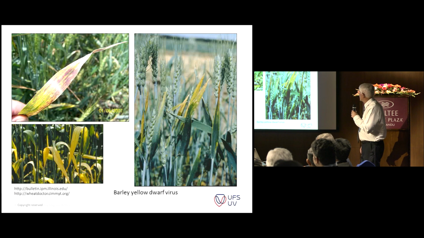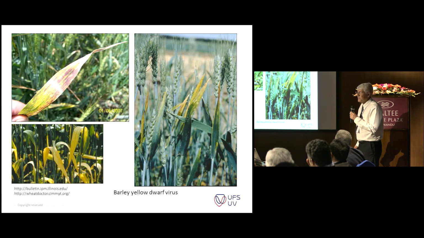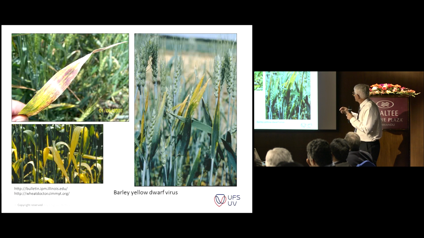Just a few examples on wheat. Barley yellow dwarf is a very common virus disease of wheat as well, usually associated with a red pinkish color of infected leaves and the leaf tips. Not similar, but almost similar to the leaf tip necrosis symptom.